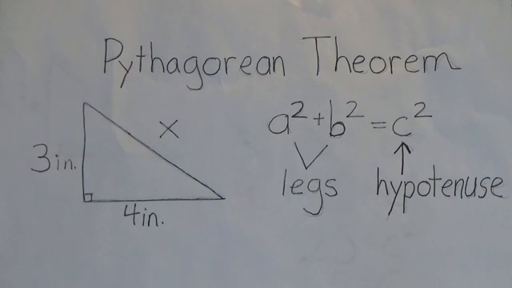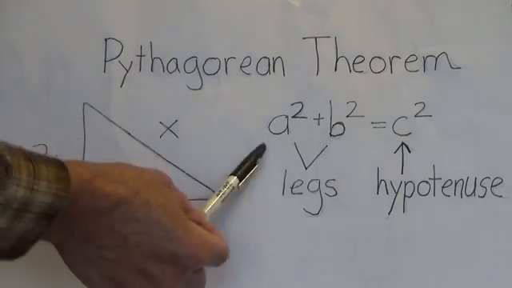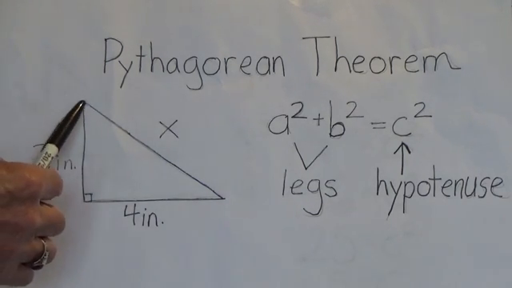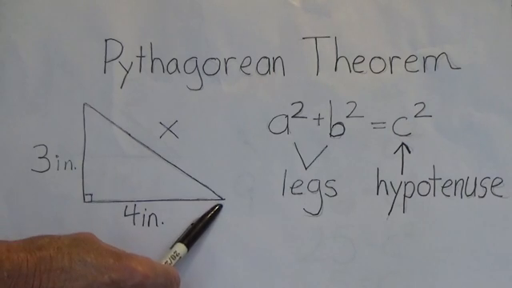The formula for the Pythagorean theorem is a squared plus b squared equals c squared, where a and b are the legs and c is the hypotenuse. Here the legs are 3 inches and 4 inches. The legs are the two sides that make up the right angle. The hypotenuse is the side which does not make a right angle. The hypotenuse is the longest side.